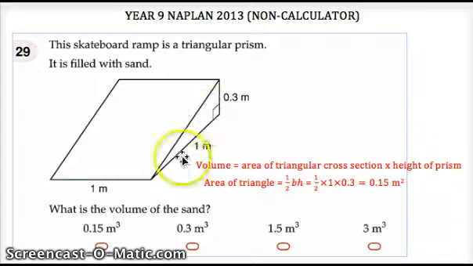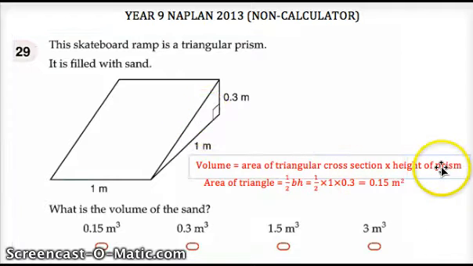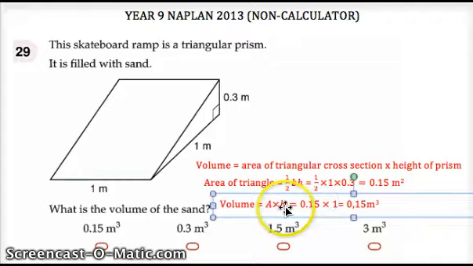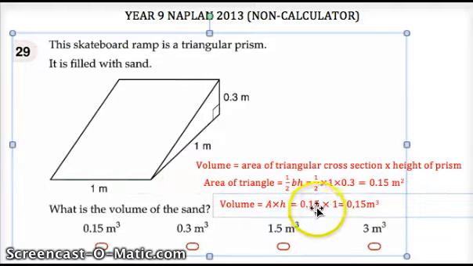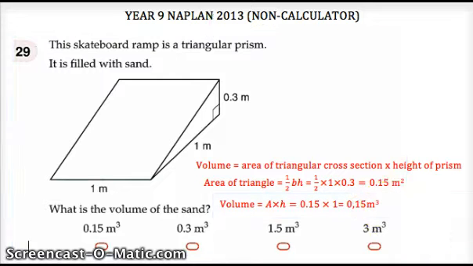Now, to work out the volume, we multiply this area that we just found by the height of the prism. So volume, I'll just put that down here, is area of the cross section times the height of the prism. The area was 0.15 meters squared, and the height of the prism is 1 meter. So 0.15 meters squared times 1 meter is 0.15 meters cubed. So our answer is 0.15 meters cubed. And I've just shaded that answer in there.